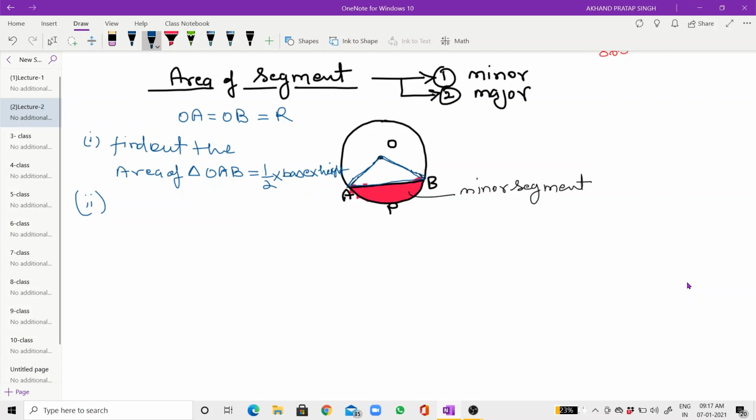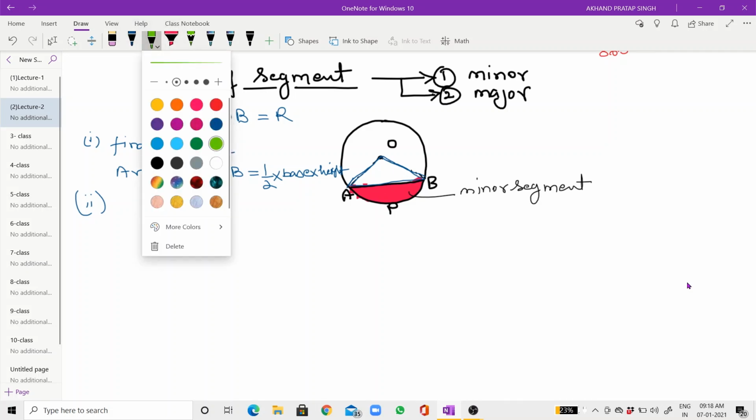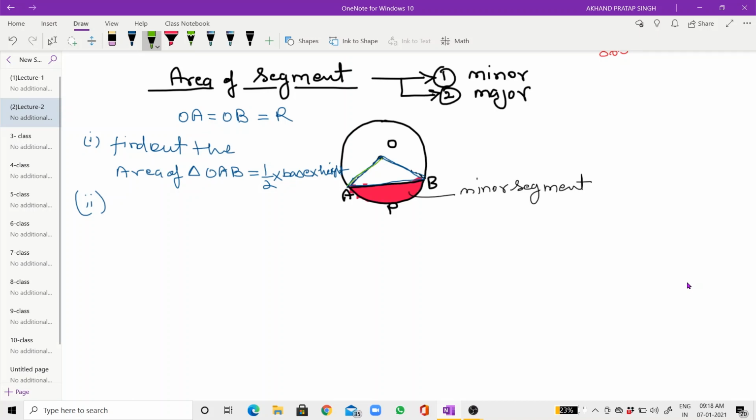find out the area of sector. So OAPBO, this portion is the sector. So find out the area of sector OAPBO, which is equal to, we know, theta upon 360 into pi r square.